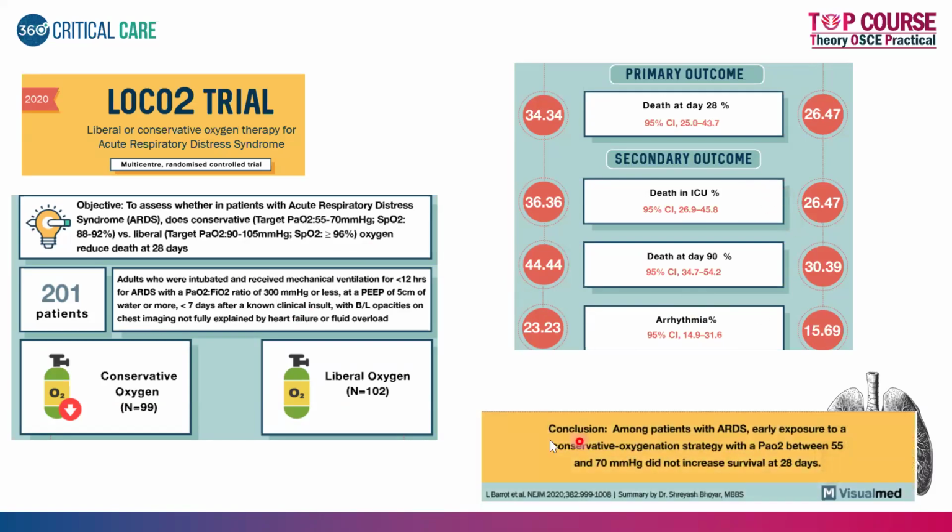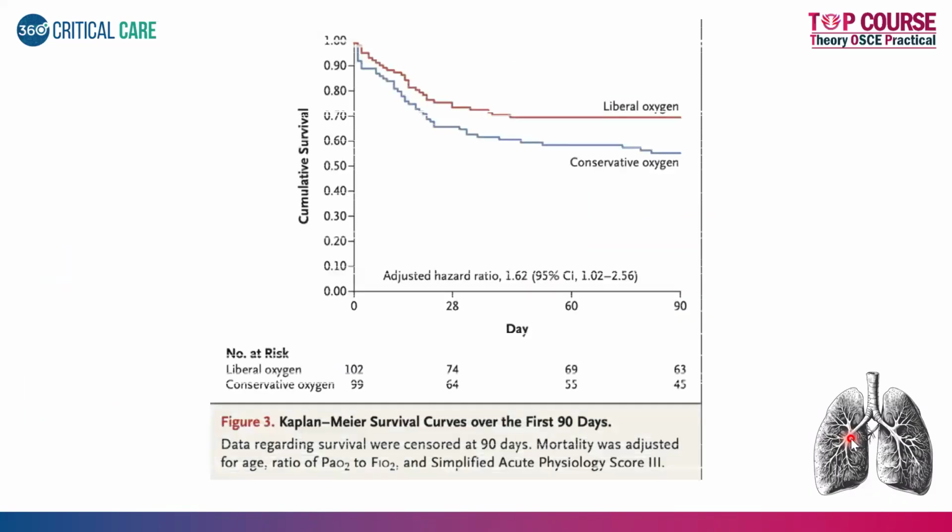So what they saw was, among patients with ARDS, early exposure to a conservative oxygen strategy with a PaO2 between 55 and 70, that is your lower target, did not increase survival at 28 days. Okay, so if you look at the Kaplan-Meier curve from the NEJM article, which is the LOCO2 trial, you can see that the conservative arm actually has a poorer outcome as compared to the liberal arm, especially at day 28. If you see the comparator, there is no great difference if you do the statistical analysis, but by and large, it did not show any benefit either.